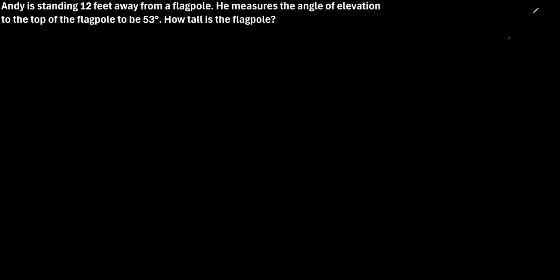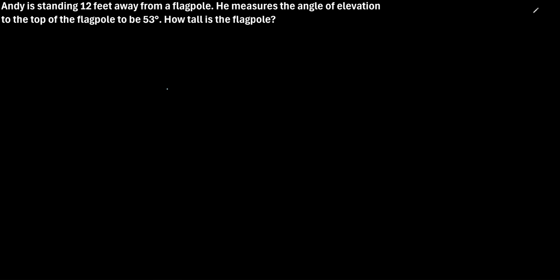In this video, we'll talk about some word problems related to angle of elevation and angle of depression. So let's work through a few examples. Our first example says, Andy is standing 12 feet away from a flagpole. He measures the angle of elevation to the top of the flagpole to be 53 degrees. How tall is the flagpole?